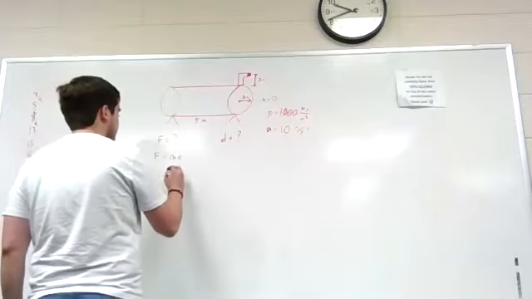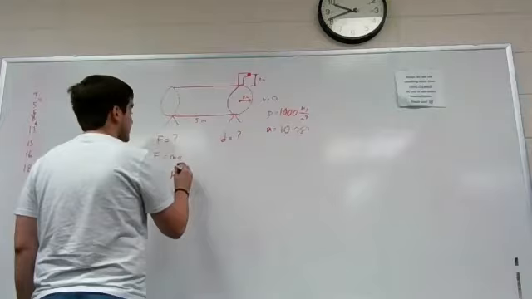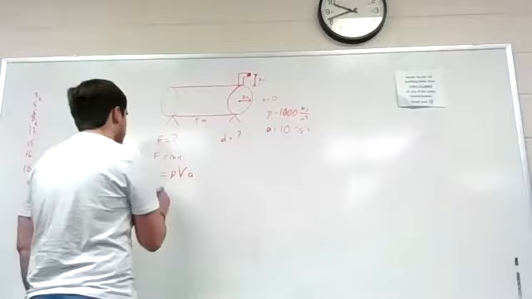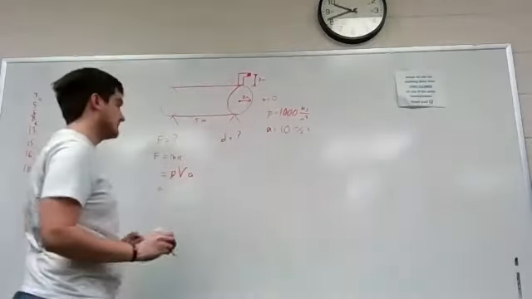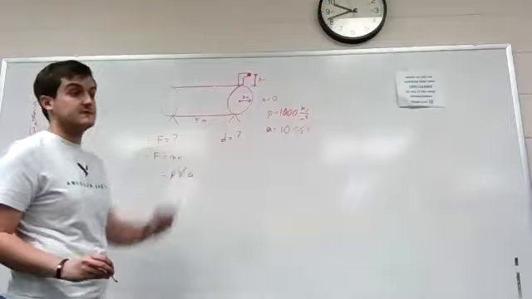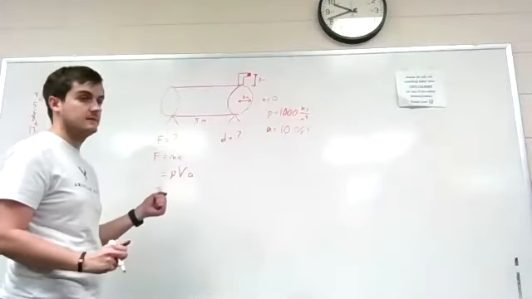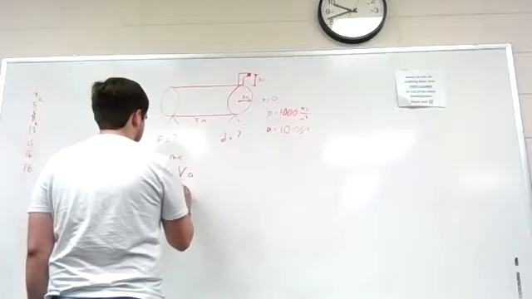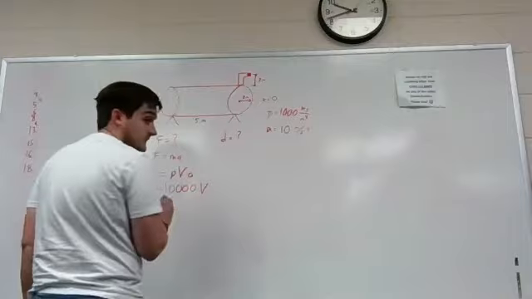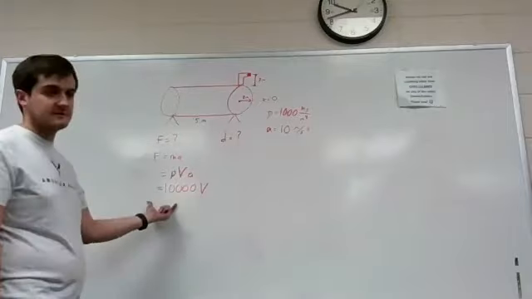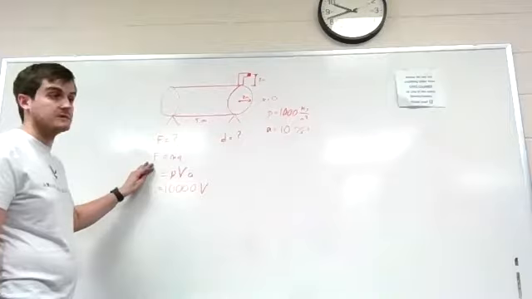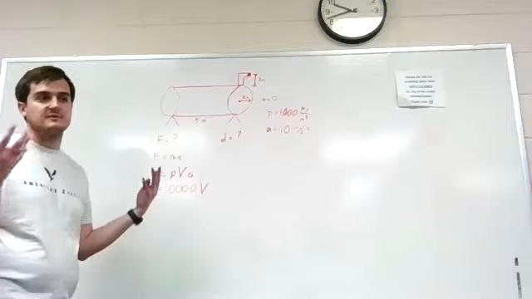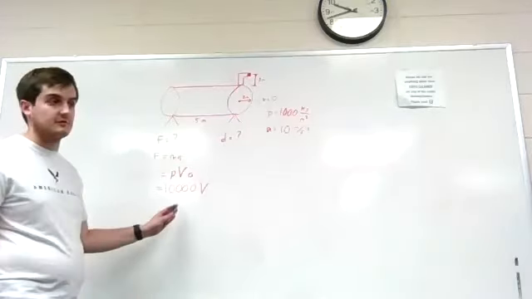So force ends up being rho times volume, which I don't know yet, times acceleration. Since rho is 1,000 kilograms per meter cubed, and acceleration is 10 meters per second squared, what's 1,000 times 10? 10,000 times v. There are units on this, it could be newtons, but this is force. We don't know the volume yet, but this is the force based on whatever the volume is. So if the volume is 3, then the force is going to be 30,000.